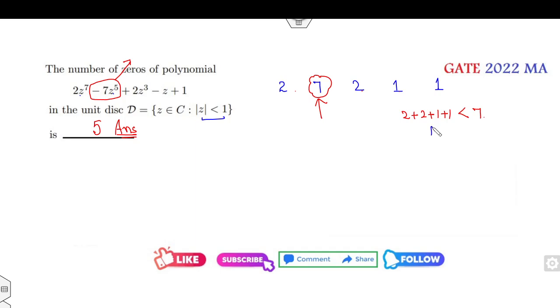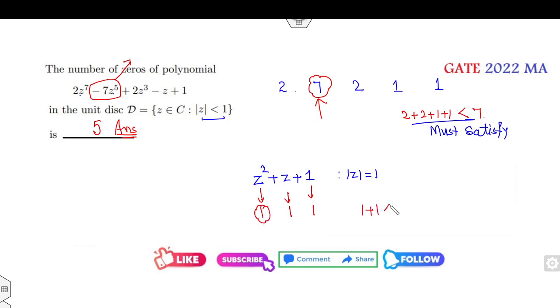So the degree corresponding to the second term is 5, which is the right answer. Always remember this must be satisfied. For example, if my terms are z square plus z plus 1, and I am talking about the circle of radius 1, can you find the answer? It is 1, 1 and 1. If you consider the maximum value, clearly it is 1, and the rest of the terms are not less than 1. So that means Rouche's theorem is not applicable. Fine.